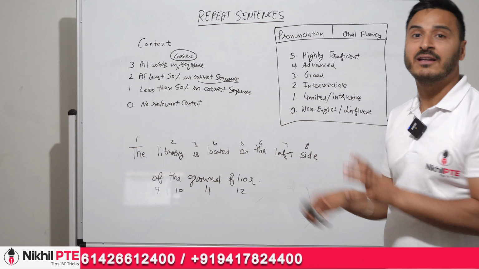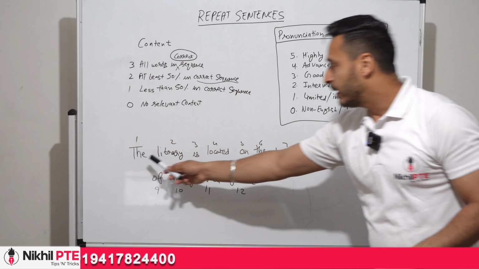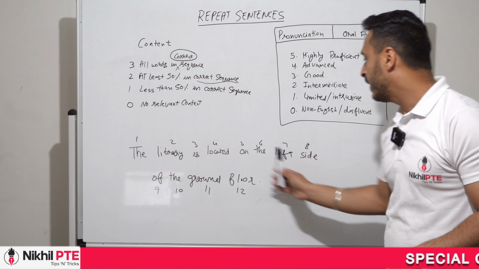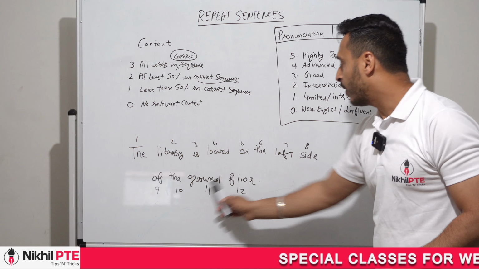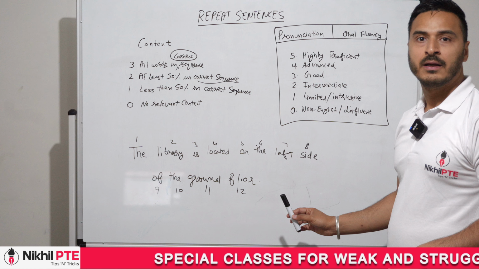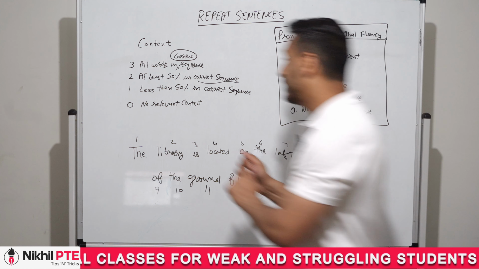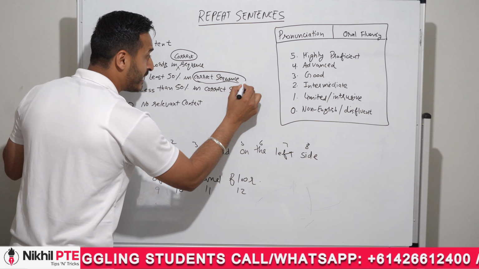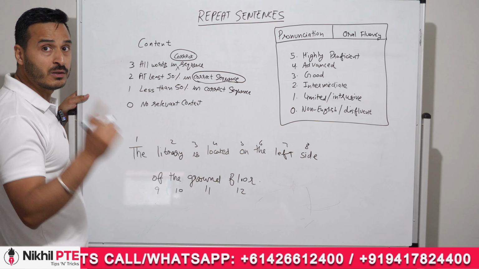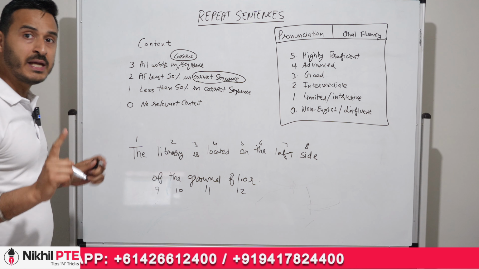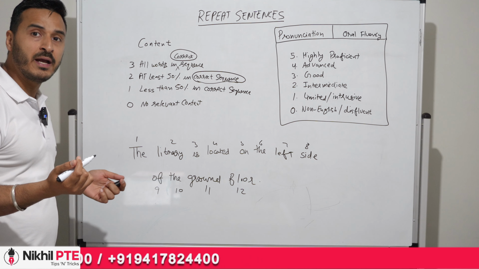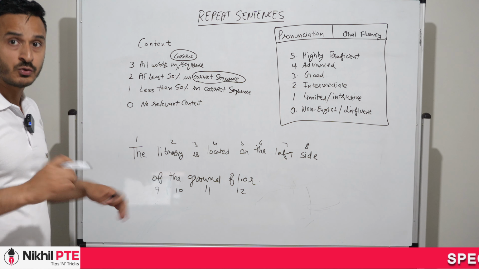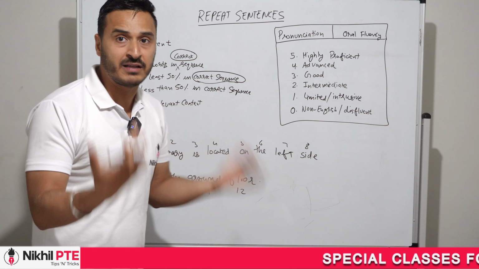not in incorrect sequence. For example, this is the answer, but you are speaking "the library located is left side on the ground floor of the." It is incorrect sequence. Mention this line. In the PT score guide, it is specially mentioned: correct sequence. So if you are speaking the words correctly but not in correct sequence, you will lose your scores. So always speak in correct sequence.